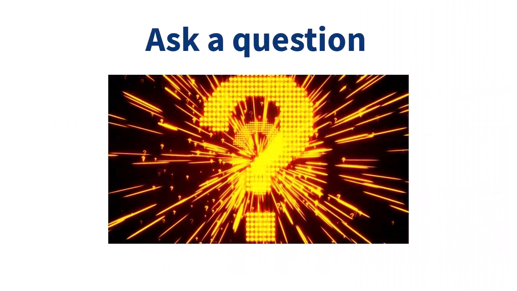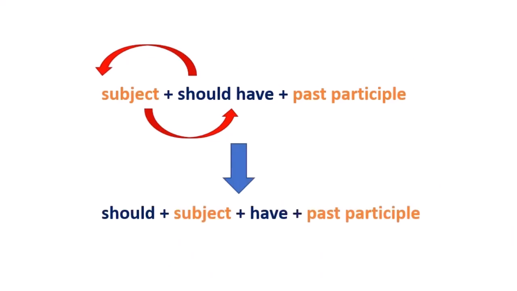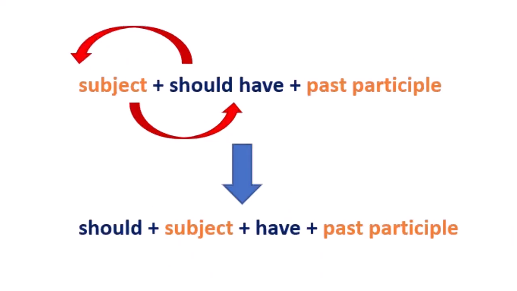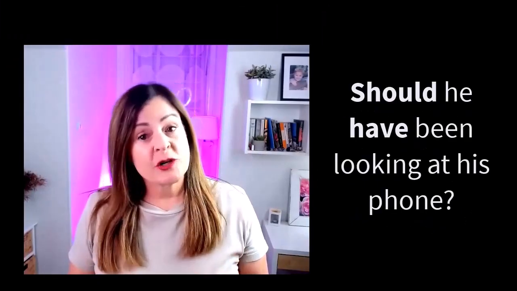And to ask a question, we just turn the word order around like this. Should plus the subject plus have and then the past participle. Should he have been reading his messages? Should he have been looking at his phone?